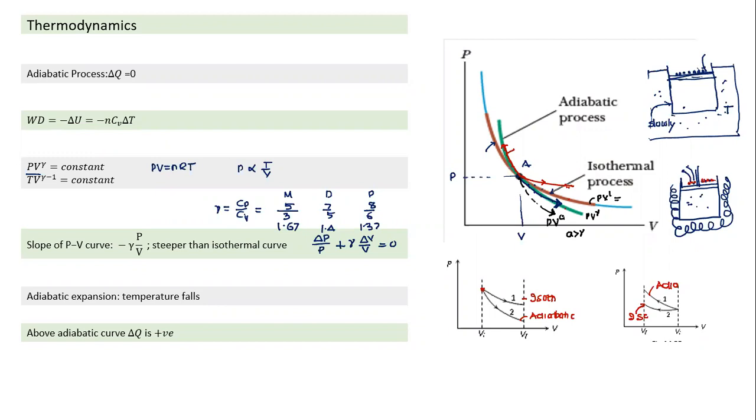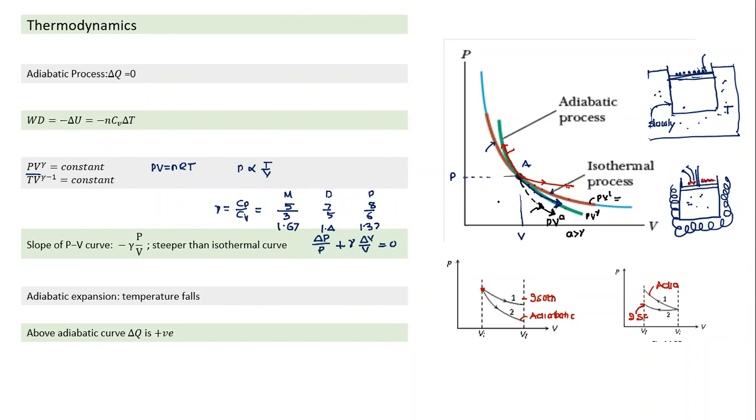So what is this process here? The value of A has to be greater than gamma. This is a process like this. If I carry this out as an expansion process, where the exponent of V is greater than gamma, it goes below the isotherm. Below the isotherm means temperature will fall, and it is below the adiabatic curve also.